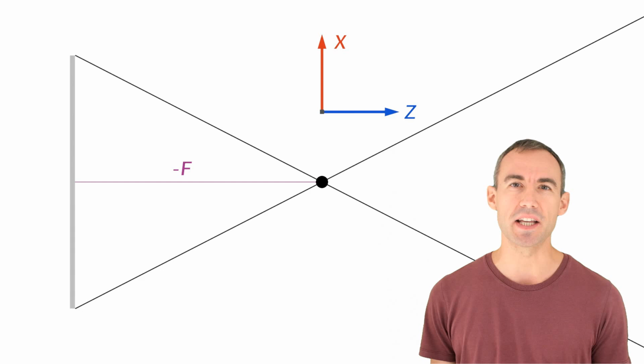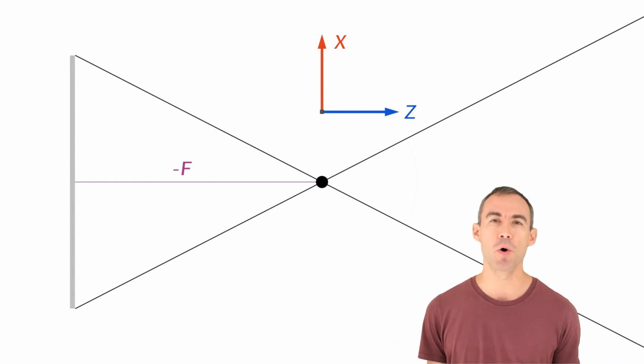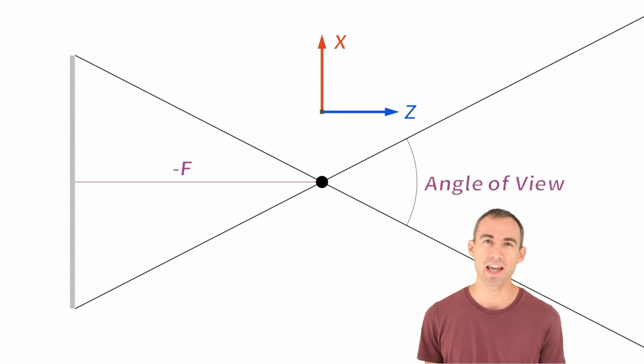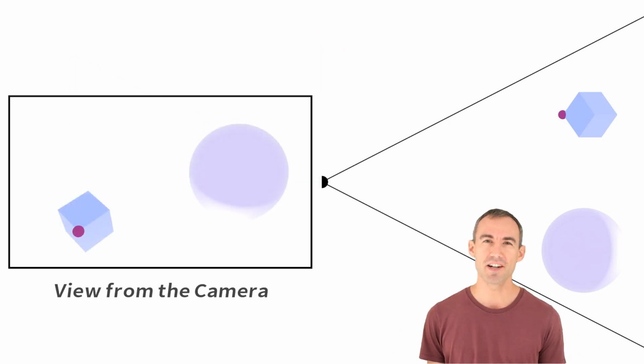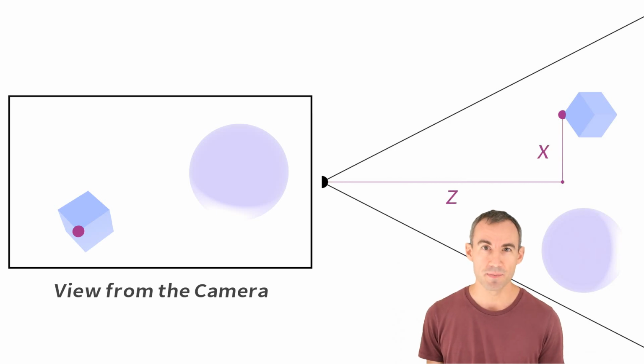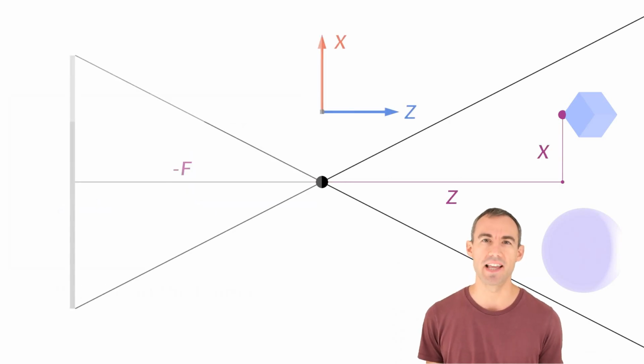The angle between the extreme light rays that can be captured is called the angle of view. In this case, we're looking at the x-axis, so we're dealing with the horizontal angle of view. Now let's assume that we want to take a picture of the point that makes up the corner of this little cube here. Here's the scene as the camera sees it. Let's call its x-coordinate capital X and its z-coordinate capital Z. And for now, we assume that these coordinates are given in the coordinate system of the camera. We will deal with coordinates given in the world coordinate system later.